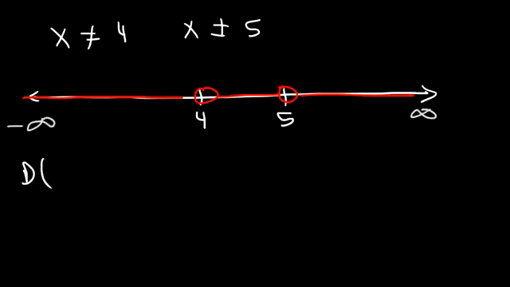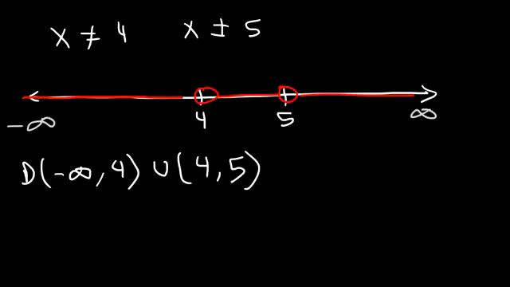So now let's write the domain. So from this section, it's from negative infinity to 4, but it doesn't include 4. And then union, we have the second section, which goes from 4 to 5. And then union, the last section, which is 5 to infinity. So x could be anything except 4 and 5.